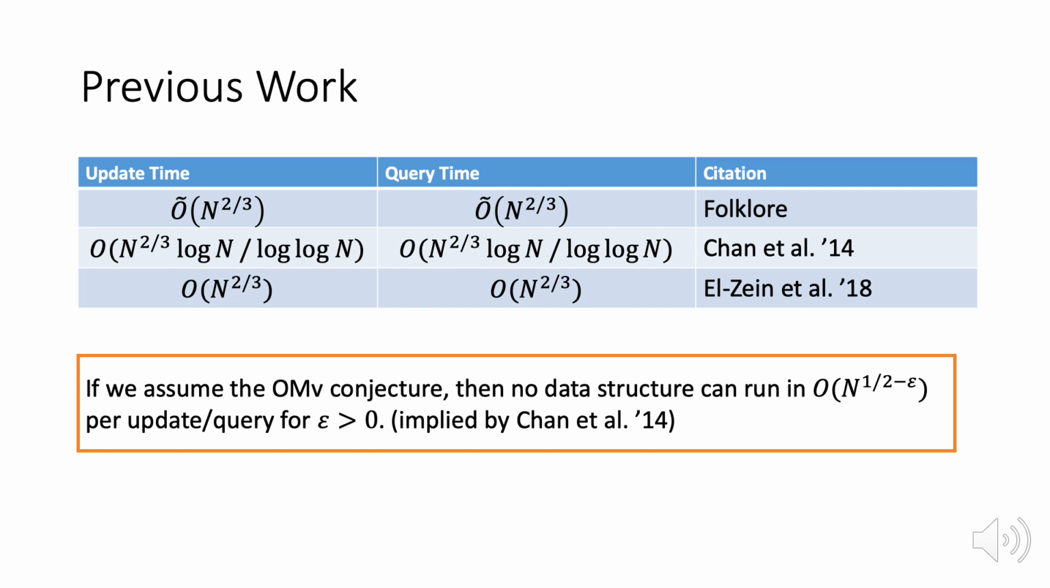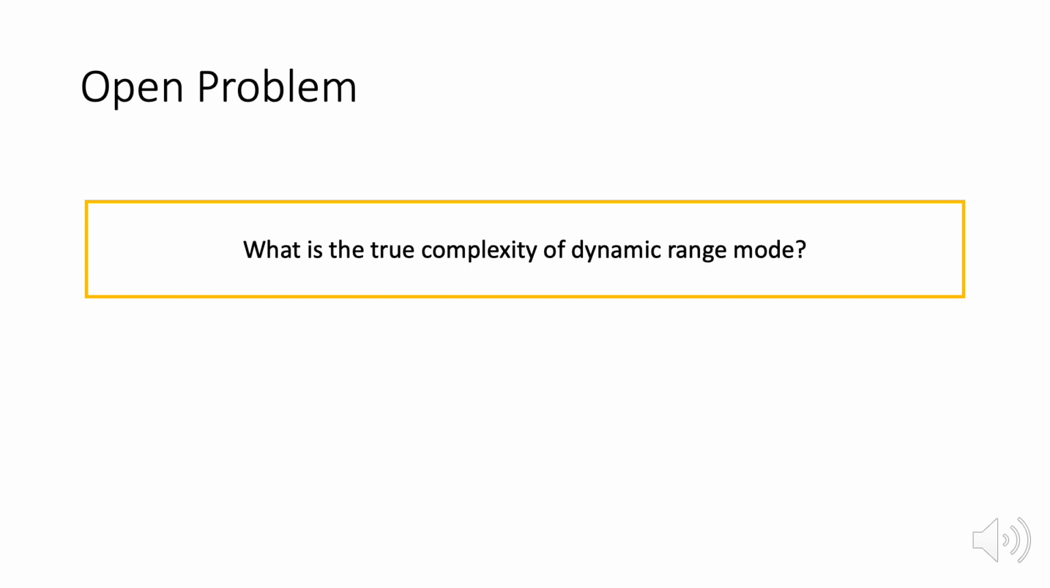On the lower bound side, if we assume the online matrix vector multiplication conjecture, which is a popular conjecture in fine-grained complexity, then no data structure can run in O(n^{1/2-ε}) time for positive ε. This is implied by the same Chan et al. '14 paper. The best upper bound is n^{2/3}, but the lower bound is n^{1/2}. Therefore, there is a huge gap between the upper bound and lower bound. It is natural to ask, what is the true complexity of dynamic range mode?